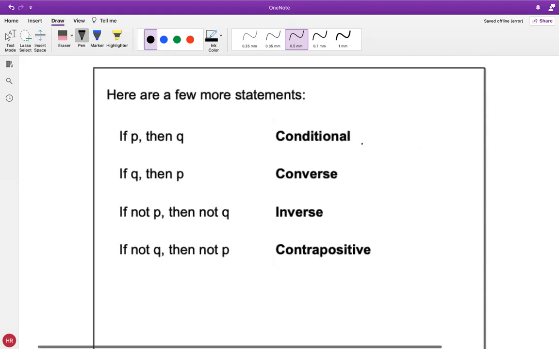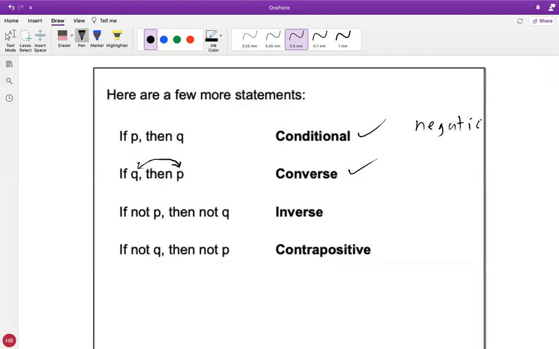So we already talked about this. This is the original, the conditional statement. The converse is when you just switch the P and the Q. We talked about that. And now we have these other two. Besides just switching these, you can do what's called negating them. Negations. Instead of saying "if P then Q," this thing that's called the inverse, which is our third type of statement, says "if not P, then not Q."